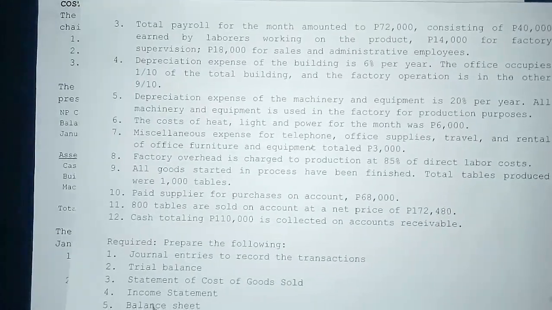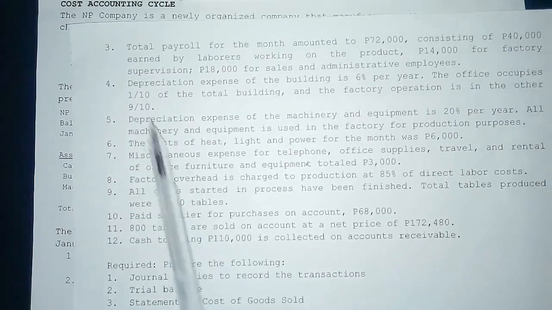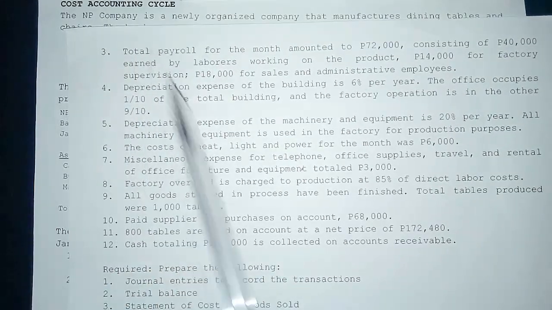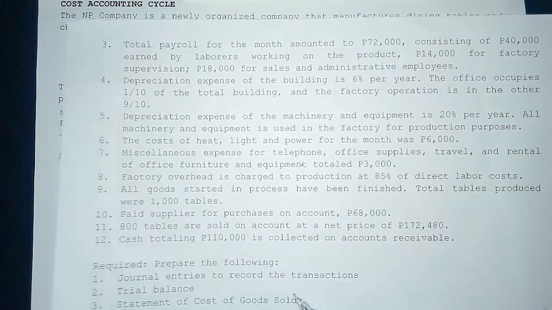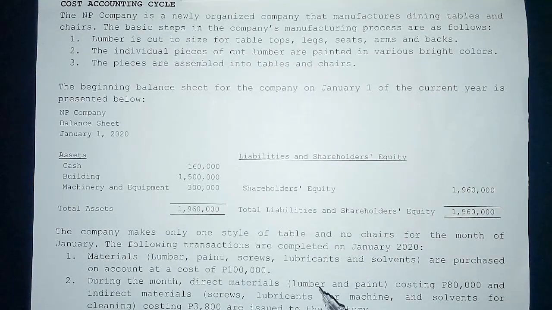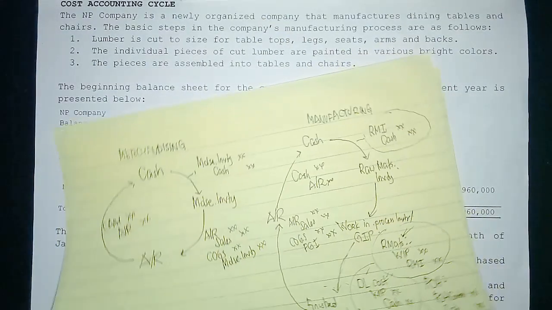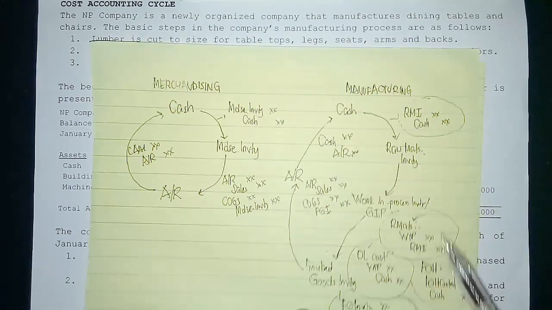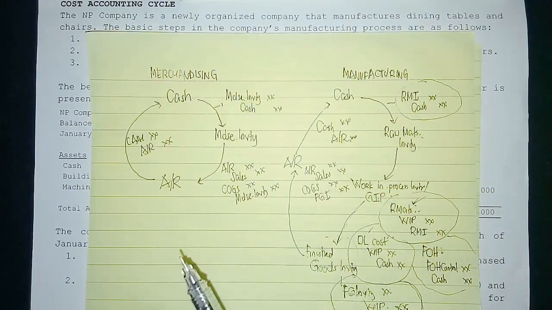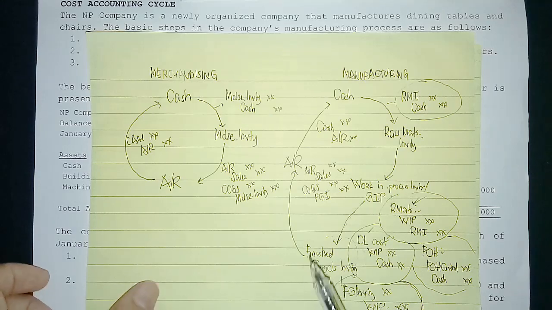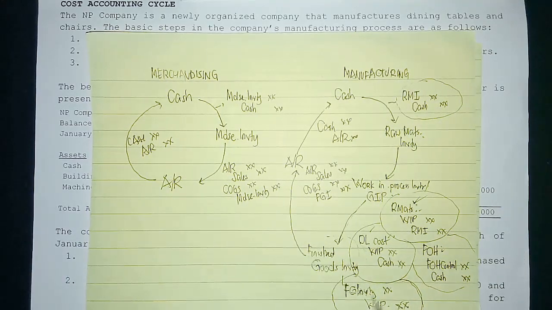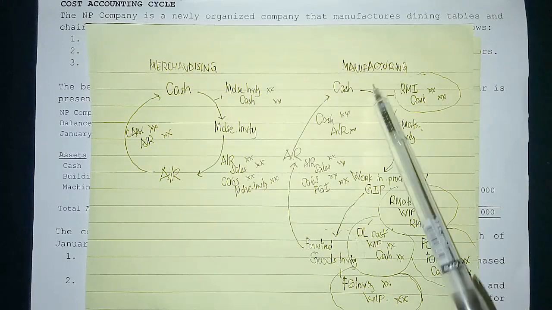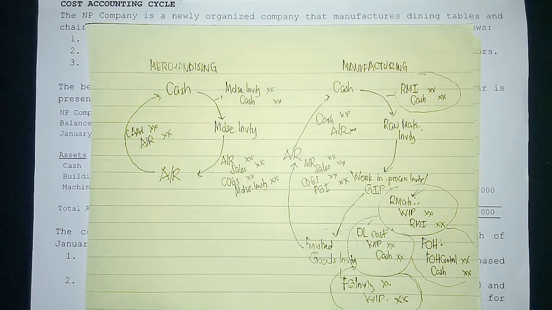Ang una natin gagawin ay journal entries ng cost accounting cycle. And sa paggawa ng journal entries, gagamitin natin itong mga journal entries na pinakita natin nung tayo ay nag-review ng merchandising at manufacturing operating cycle. So, kung gagawin natin ang journal entries, gagamitin natin ito as basis or as guide.